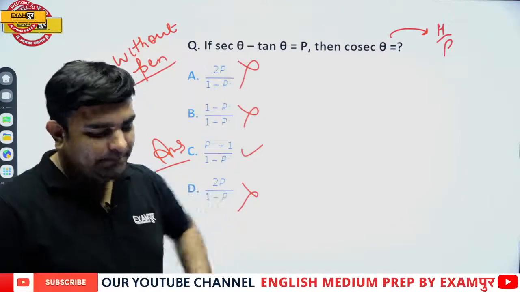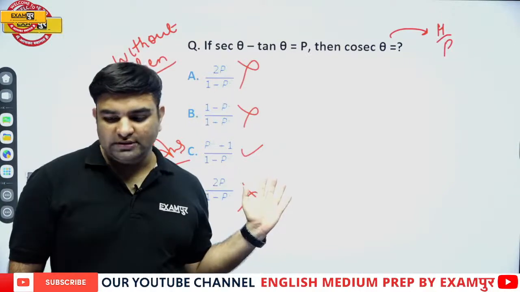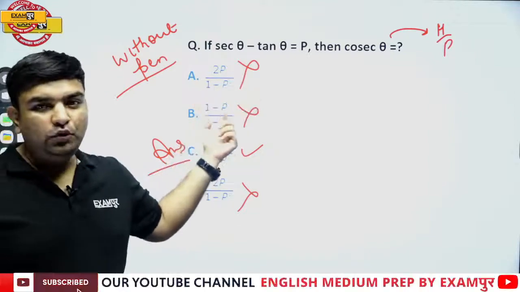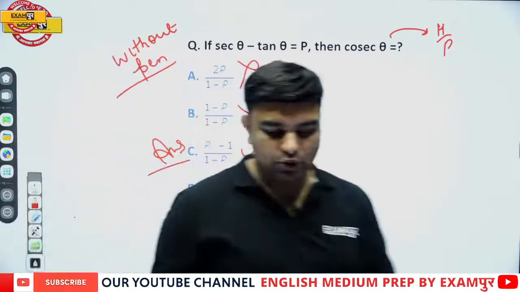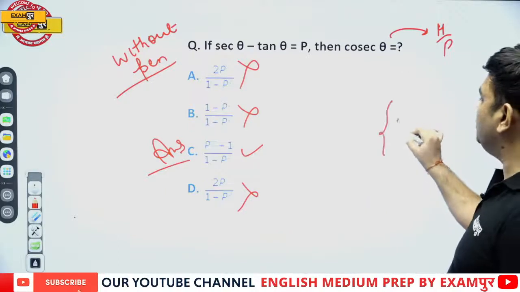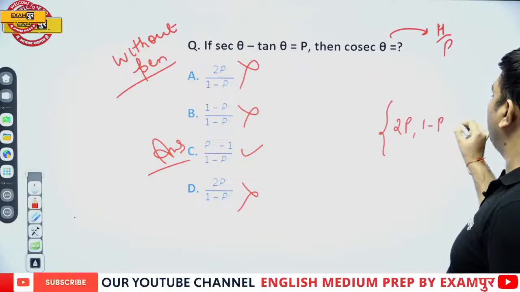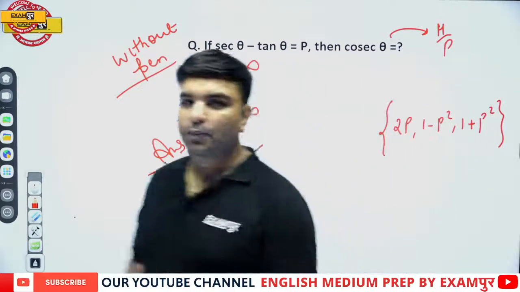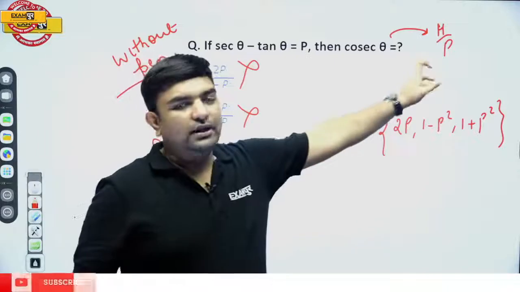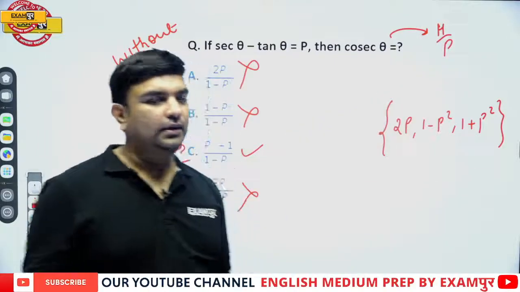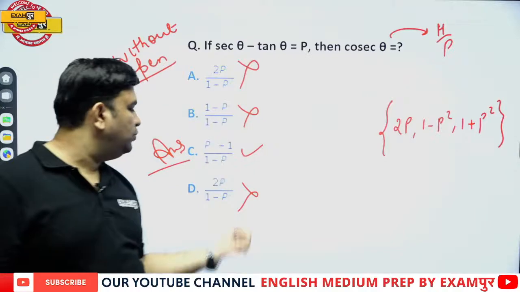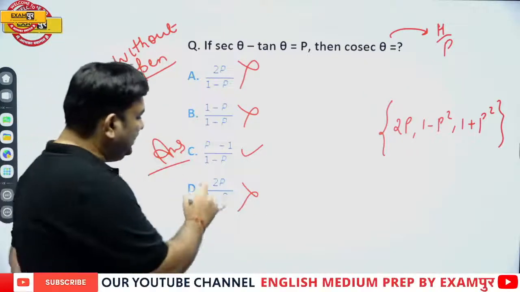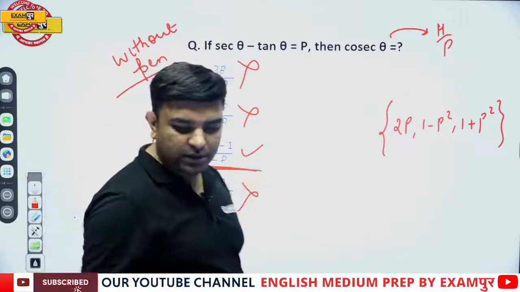Have you got this logic? What I just said: in the triplet 2p, 1 minus p square, 1 plus p square, the hypotenuse is 1 plus p square. In cosec, the hypotenuse comes in the numerator. So 1 plus p square should be in the numerator. In none of the other options is 1 plus p square in the numerator. Only in option number 3 it is in the numerator.